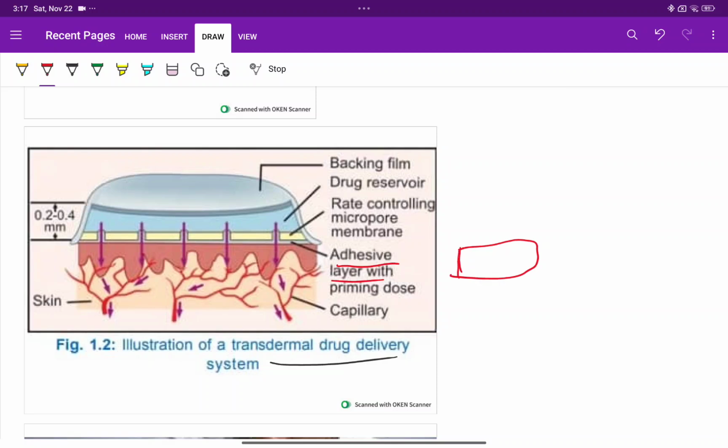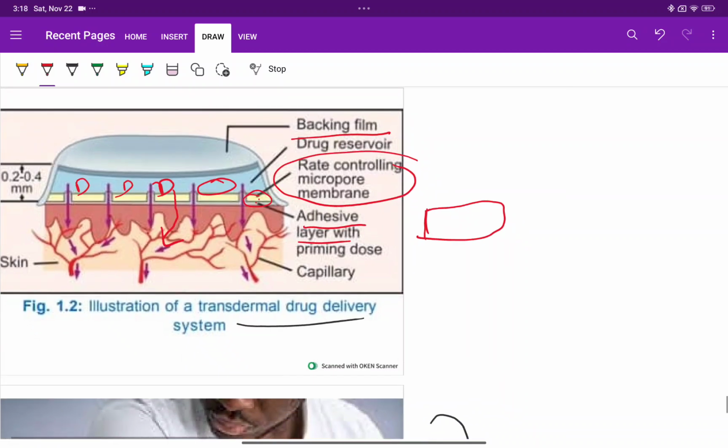This is the adhesive patch. Above the adhesive patch is the rate controlling micropore membrane. We have the drug in the drug reservoir membrane. Above is the backing film. See, drug directly from the patch through the skin enters into the systemic circulation. Since it is entering into systemic circulation, it is bypassing the first pass metabolism.